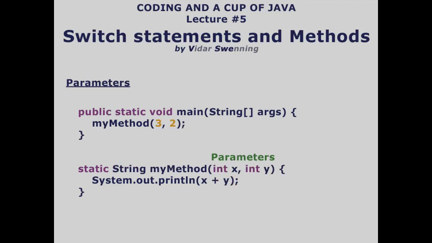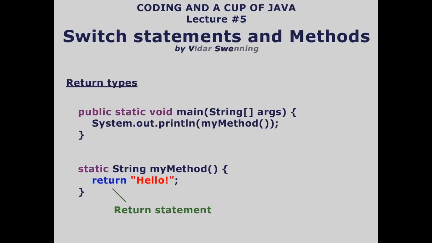Here we go, parameters like I said. So in this instance here, we do myMethod(3, 2) because we want to send 3 as the first parameter, the first integer parameter, and 2 as the second one. So then when we access x and y in the code, it will have the values 3 and 2 in this specific instance.